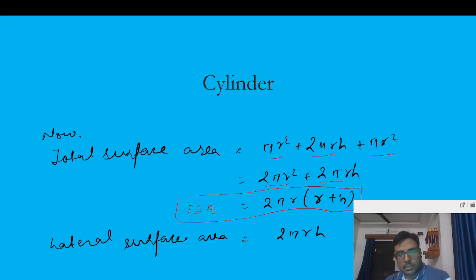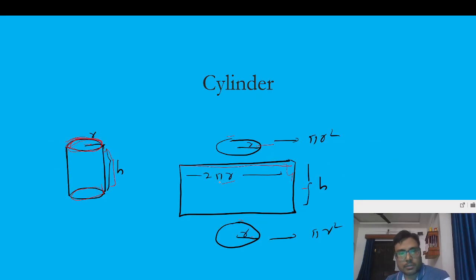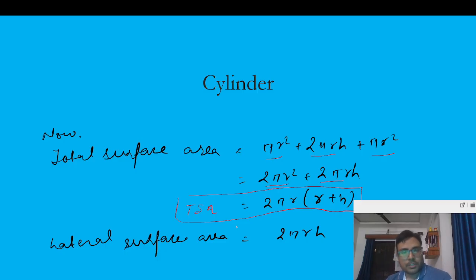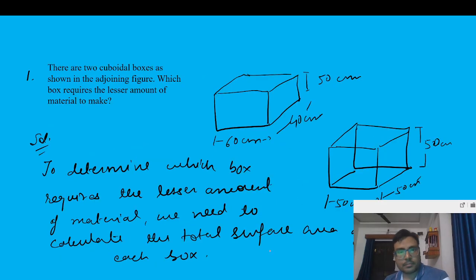Now again lateral surface area. So what I have told earlier, remove the top and bottom. In lateral surface you have to calculate the area of this part only. So what is this? 2 pi r h. So lateral surface of cylinder is 2 pi r h. Now we'll be solving the questions one by one, and we'll learn more about the formulas while solving the questions.